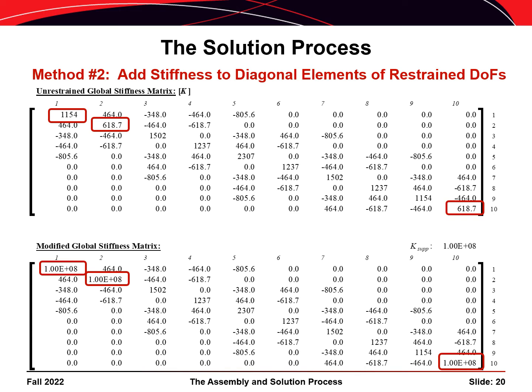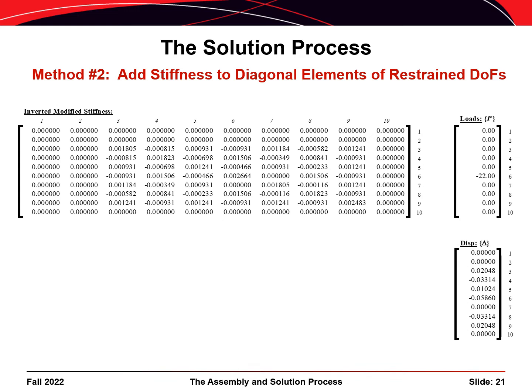Be careful though, if you add a number that is too large, it can create round-off error, though this is less likely to occur now with 64-bit operating systems than it used to be in the past with 32, 16, or 8-bit operating systems. When the inverted stiffness matrix is multiplied by the load vector, the result is a vector of displacements that correspond to the structure degrees of freedom.